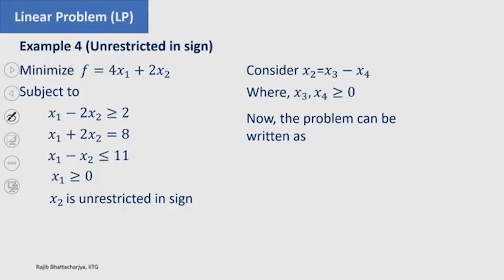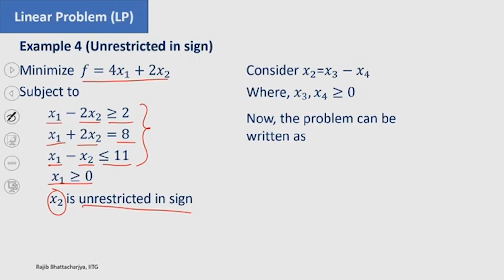So, let us consider this particular problem. This is a minimization problem: f = 4x1 + 2x2. There are 3 constraints: x1 - 2x2 ≥ 2, then x1 + 2x2 = 8, x1 - x2 ≤ 11. x1 is positive here, but x2 is unrestricted in sign, that means x2 can be negative also.